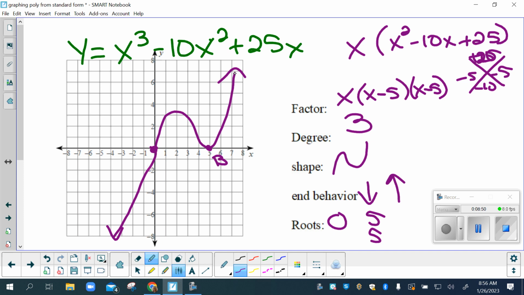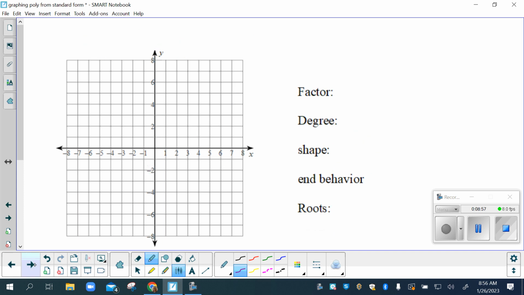Are we okay? We're going to do 2 more maybe, and I'm going to give you an option. Now, I want you to look at this one. You have an option for the next problem.